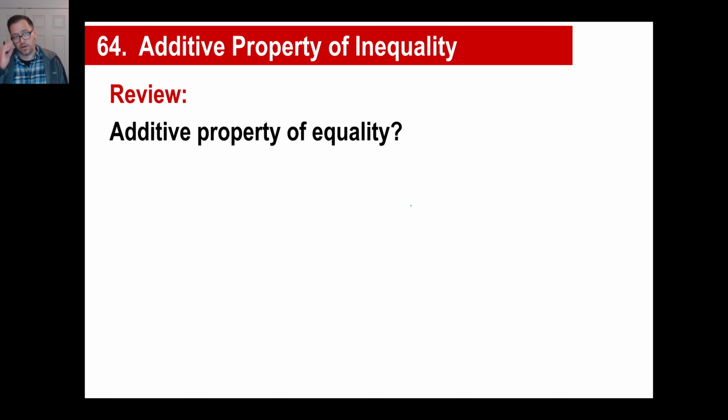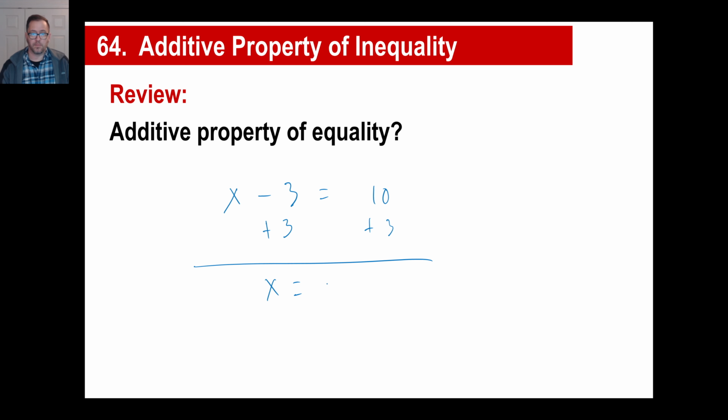Let's take a look at the second part of what we're doing today, which is called the additive property of inequality. Additive property of equality, we know that, right? In other words, let's say you have x minus 3 equals 10, right? We know from an equation, if I add 3 to this side, it's an equation, so it means I have to add 3 to this side, right? So we get x on the left side, and on the right side 10 plus 3, and there is our answer, x is 13. Because once you do something to one side of an equation, you do the same thing to the other side.